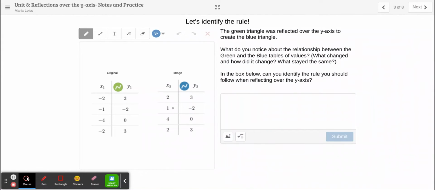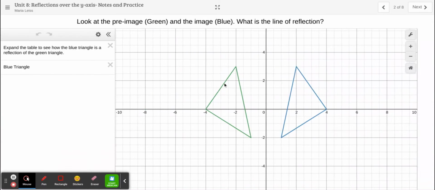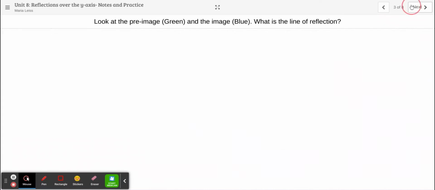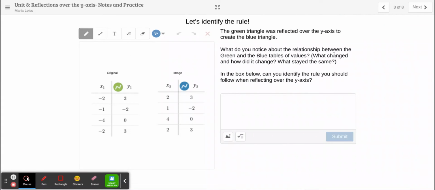So if you go to slide 3, now we're going to write that rule. Take a look at these ordered pairs. These are the ordered pairs that were used when they graphed this green triangle. These are the ordered pairs that were used when they graphed the blue one. Look closely at the numbers in the X and the numbers in the Y column, and then come over here and look at the blue numbers and make an observation. What do you notice about these numbers? How are they the same? How are they different?